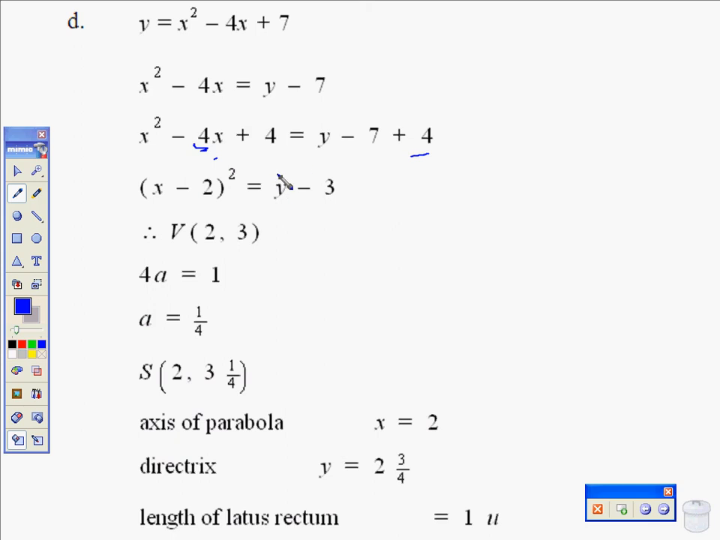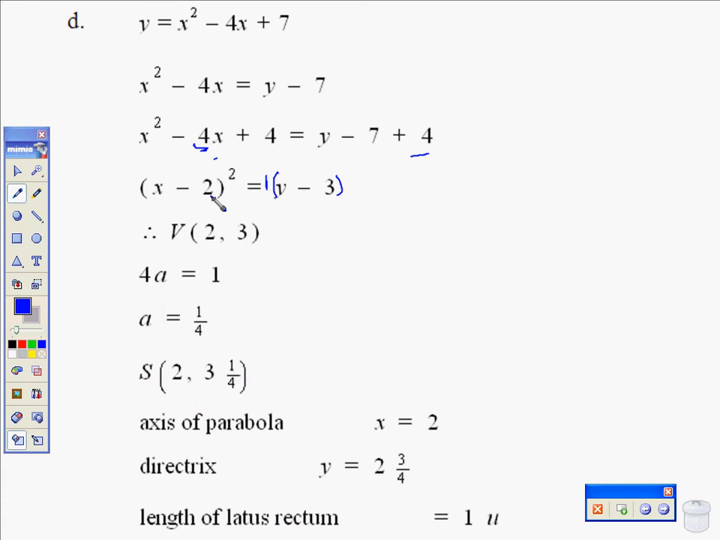So again, if I want to write it in this form with a 1 out the front, that would make it a little bit easier. It's back in that nice form of (x minus h) all squared is equal to (y minus k). So if you're not strong with completing the square, you're going to struggle with this part because you need to complete the square to find the vertex correctly and to get the focal length.